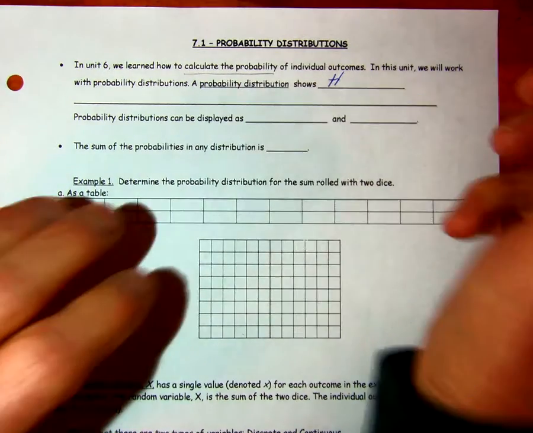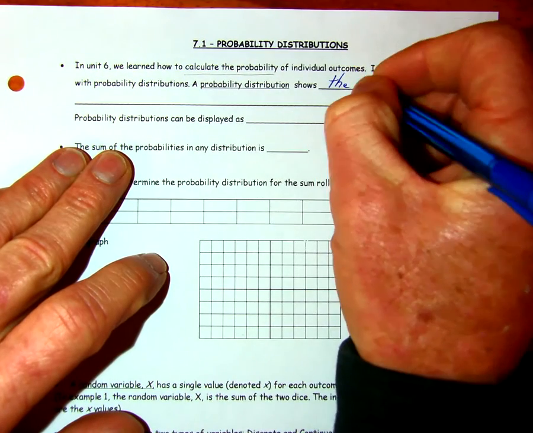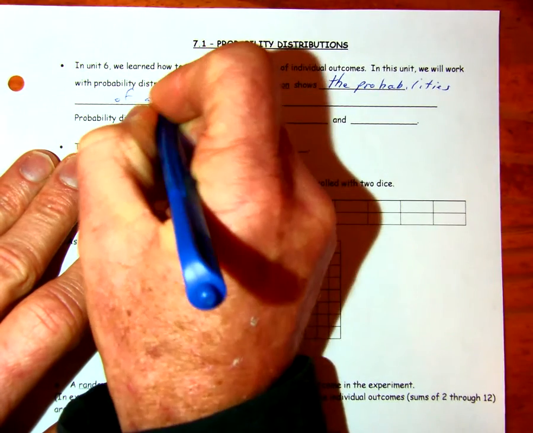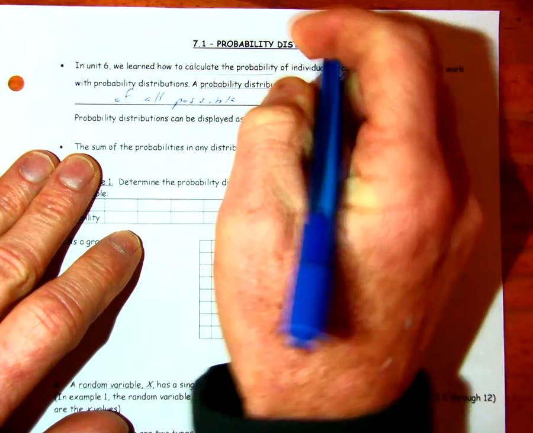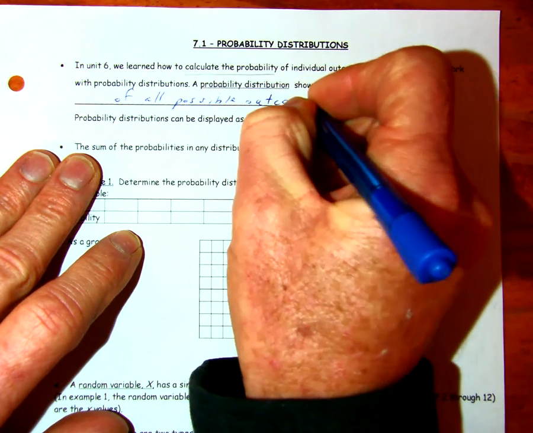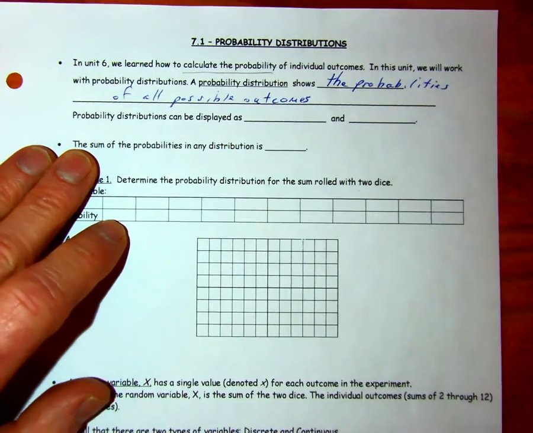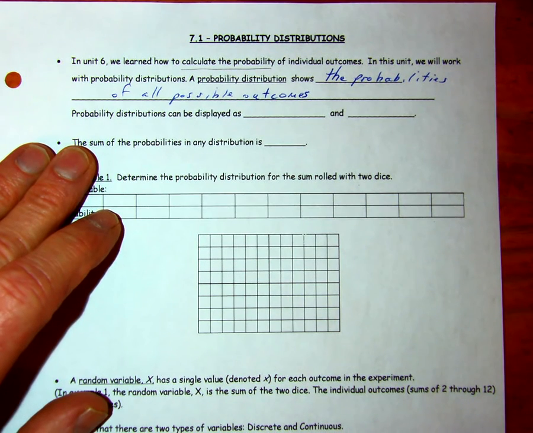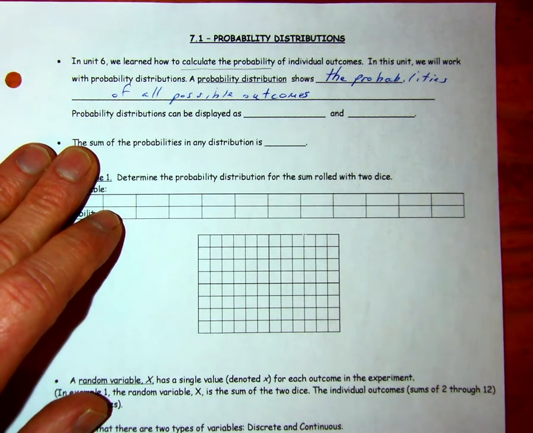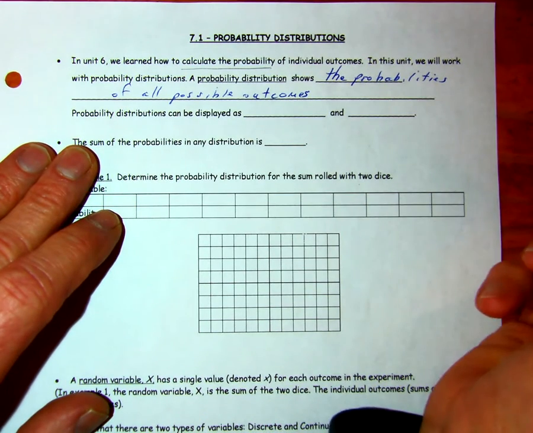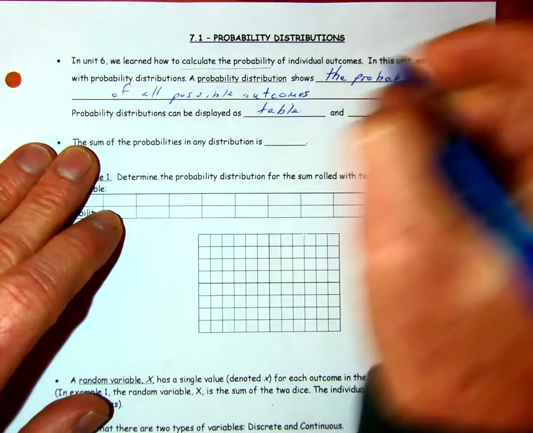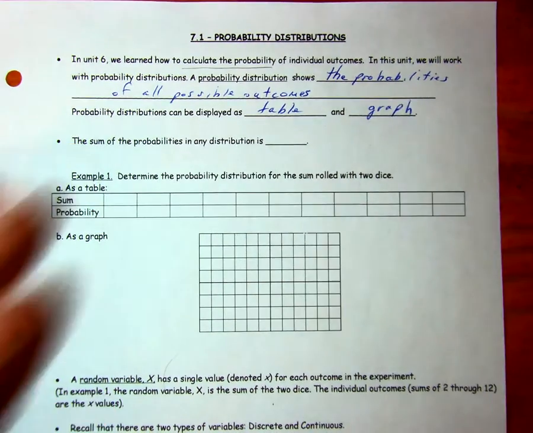Okay, so what is the probability distribution? It shows the probabilities of all possible outcomes of an experiment. How do you show it? Does anybody know? Let's try to do this a little more interactively, so you can unmute yourself. How can you show a probability distribution? Okay, well, you can do it as a table or you can show it visually as a graph. Let's do both of them, okay?